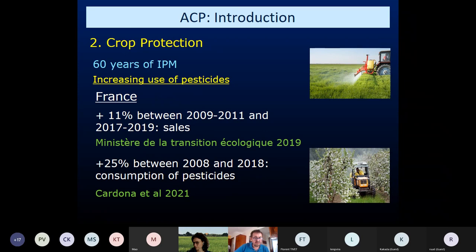Same thing in my country, France, because in France we have had a large plan to reduce pesticide for now 13 years. And in spite of this plan, with a lot of money, a lot of action, a lot of energy, a lot of time and so on, the use of pesticide is still increasing. For example, during the last decade, it has increased by 11%. And if we consider another criterion, between 2008 and 2018, the consumption of pesticides has increased by 25%.